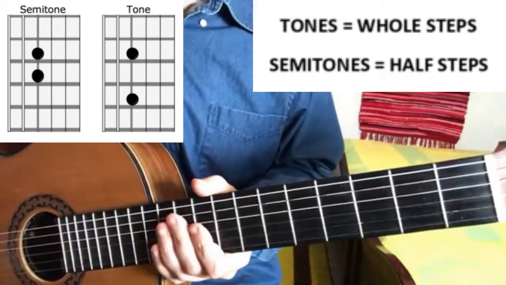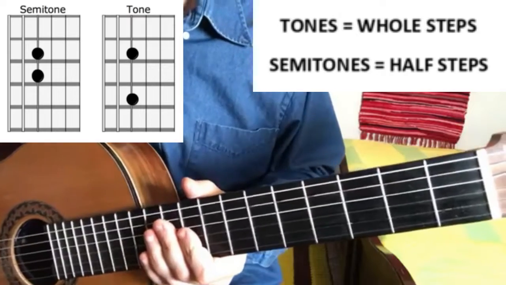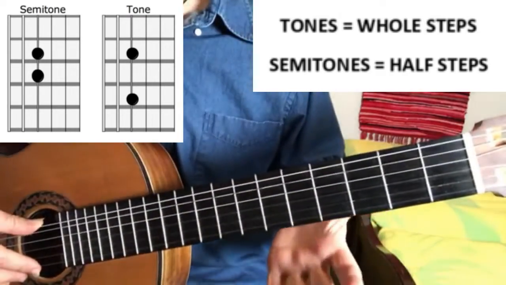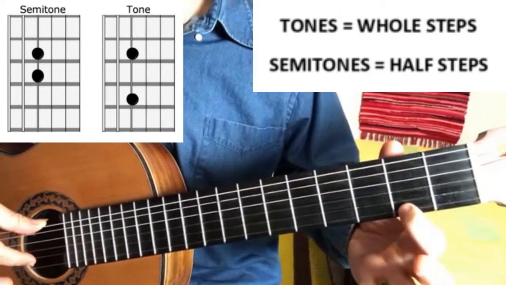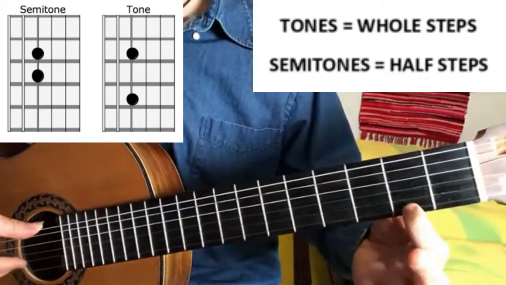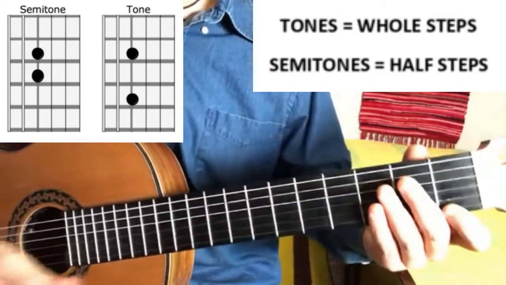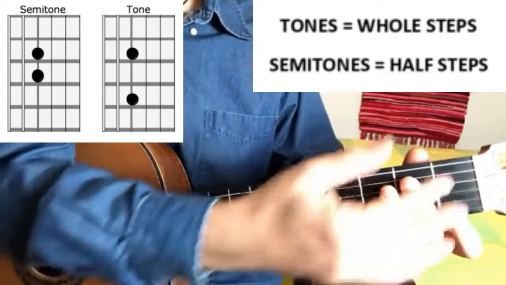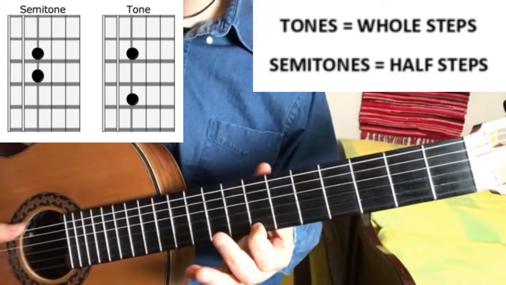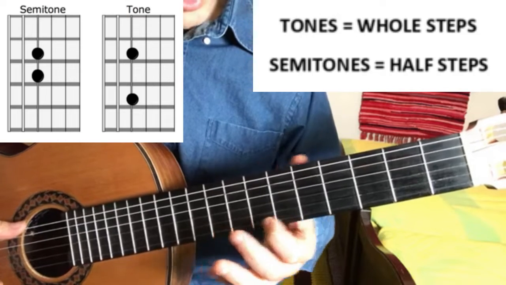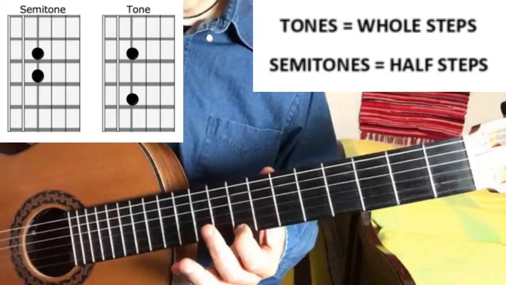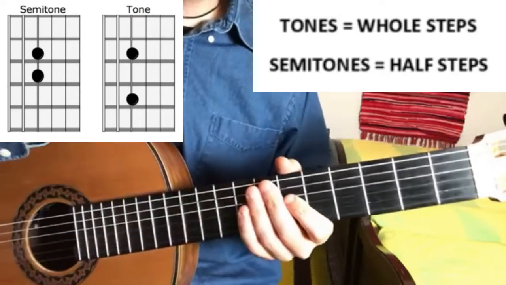So a half step or a semitone is the distance between two adjacent frets. It means, for example, from here to here, and it can be all over the fretboard. For example, here, that's a half step, or a semitone, however you want to call it. That's a half step between adjacent frets.